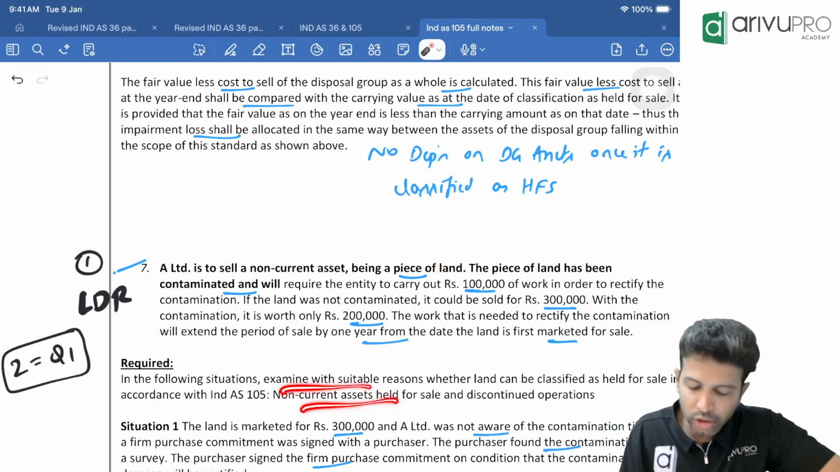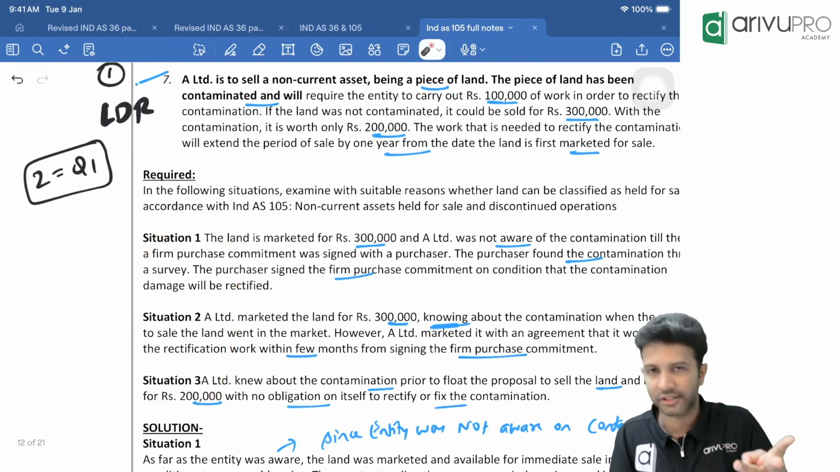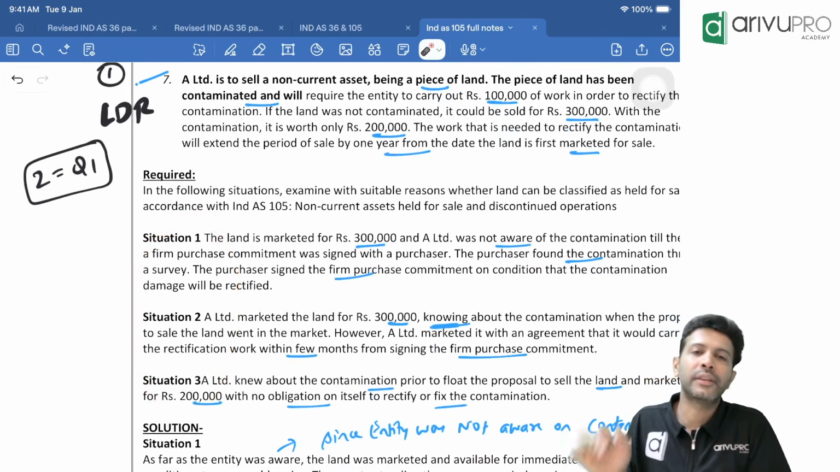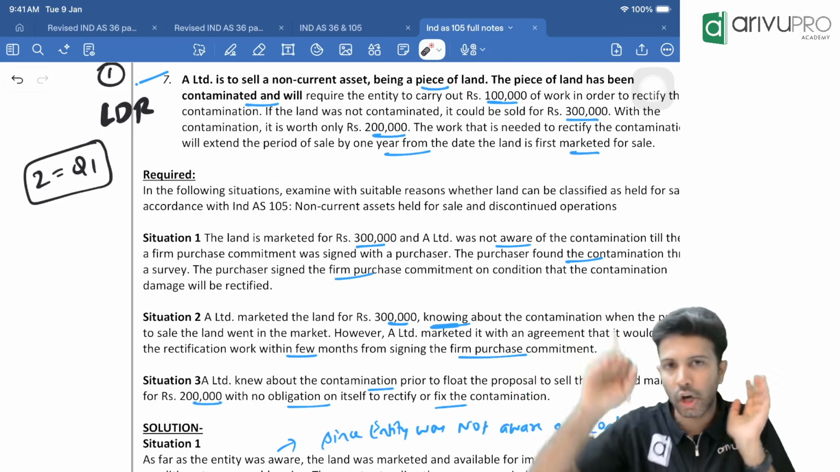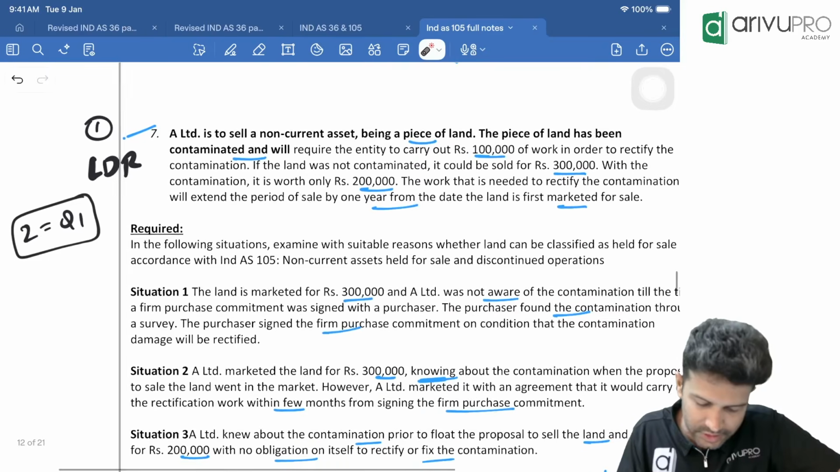Okay. Now you need to apply the Ind AS 105 provision under 3 situations or 3 cases. They've given 3 cases. For all the 3 cases, we need to tell whether we will classify this asset as a non-current asset held for sale or not. That's all you need to tell over here. Look at the first case.